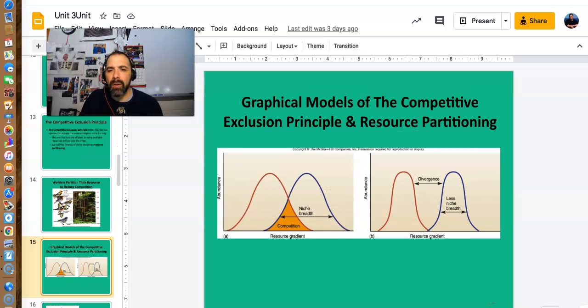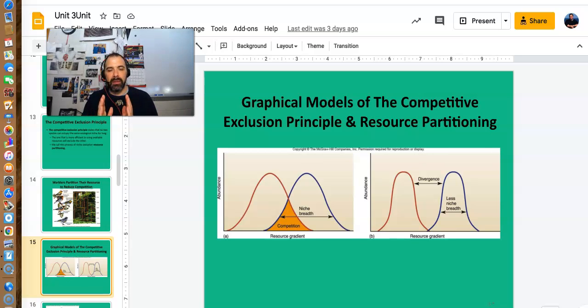Here are some models of the competitive exclusion principle and resource partitioning. There's our abundance, there's our resource gradient, there's competition, and there's your niche breadth. It tends to be where that competition is, and one is going to outcompete the other. If we look at the right, there's your resource gradient, and you have divergence.